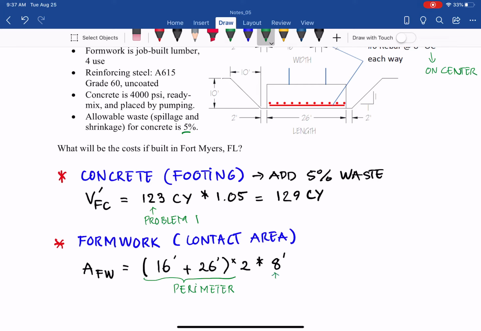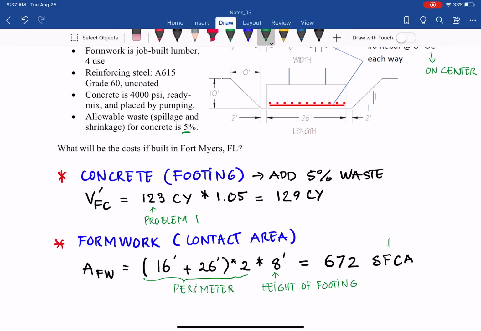That is the height of the footing. From that, this equals the perimeter, the whole thing for the rectangle with both sides, times 2, and that we will get 672 square foot contact area.